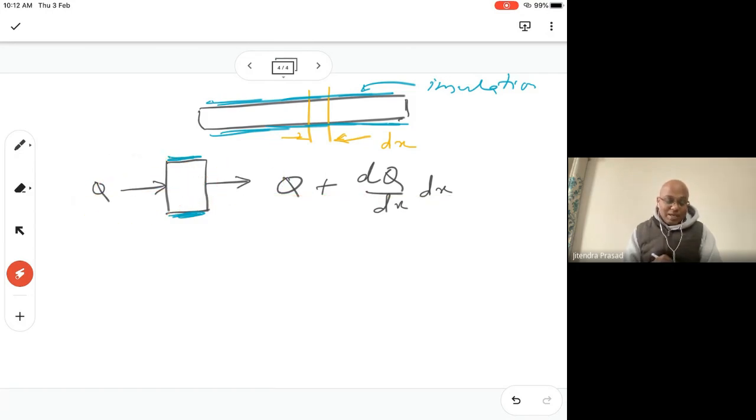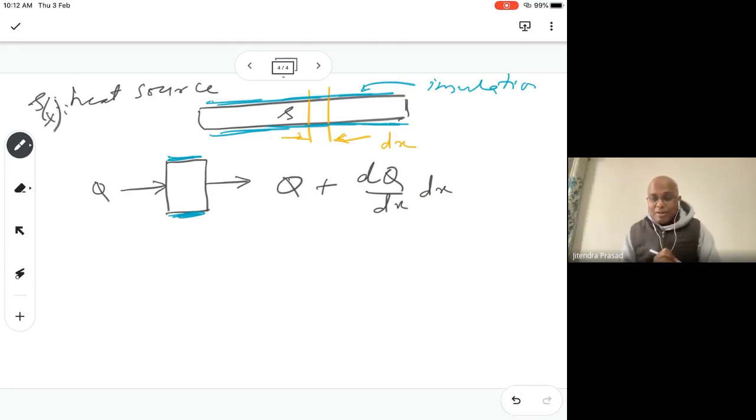There may be a heat source S. So introduce S, heat source, S of X. S is a function of X, heat source, which will have heat generation per unit time, per unit volume. So this is the equivalent of body force in the 1D elasticity problem. So this will be watts per meter cube. So this is a heat source given like that. So there is an S here.